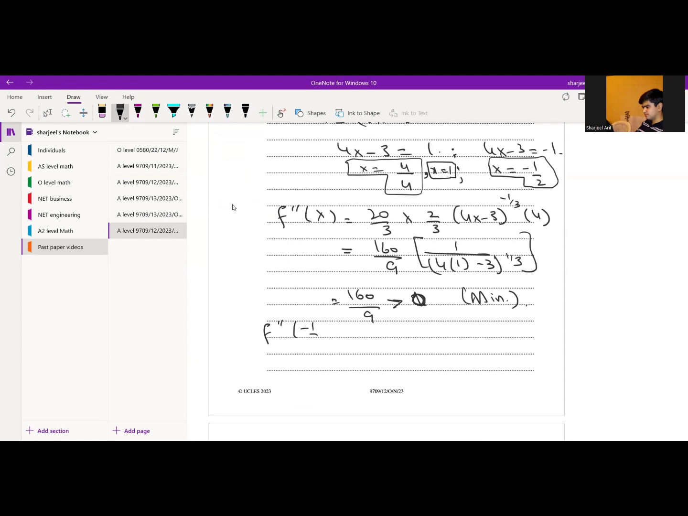For the second part, we will substitute x equal to minus 1 by 2. And answer will be minus 160 by 9, which is less than 0. So it's a maximum point.